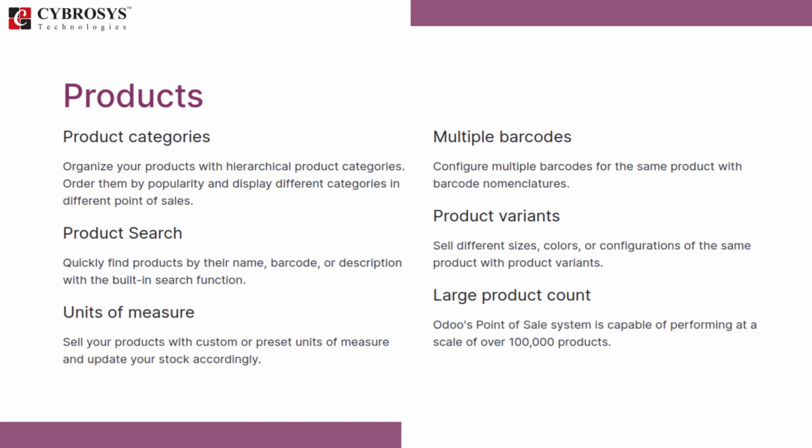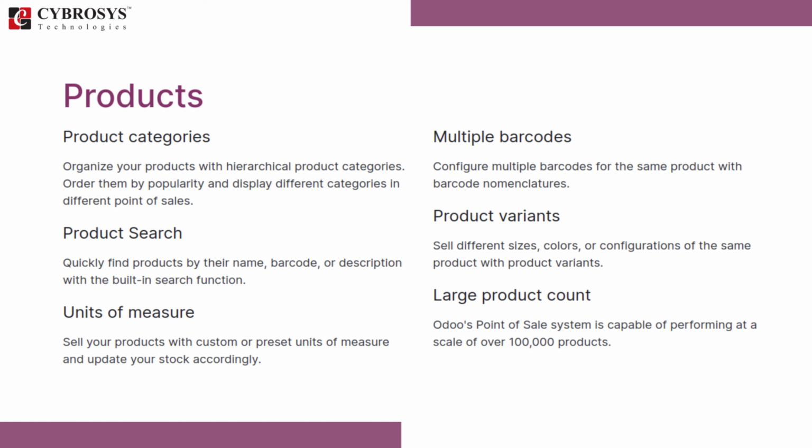And the categories you define will be displayed at the top of your point of sale terminal. This helps you to organize your products and order them by popularity and display different categories at different points of sale. Also, you will have the ability to search products easily from the terminal, and you will be able to sell the products in a defined unit of measure which will be connected to your warehouse. Thus, the stock count will be updated automatically as sales happen.